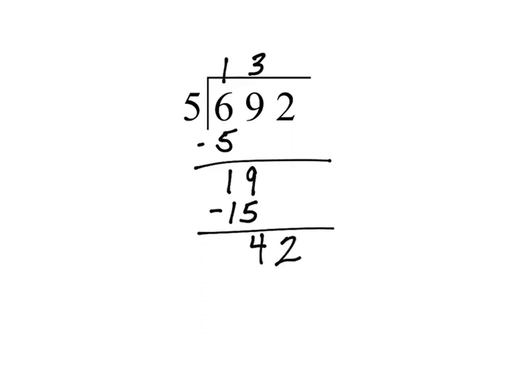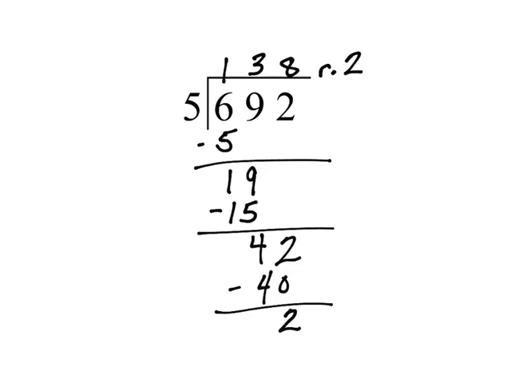How many groups of 5 can I get out of 42? I can get 8 of them. 8 times 5 is 40, and I have 2 left over. My 2 is less than my divisor, so that is my remainder. Whoops, not 3, but 2. All right, let's take a look at our next problem.